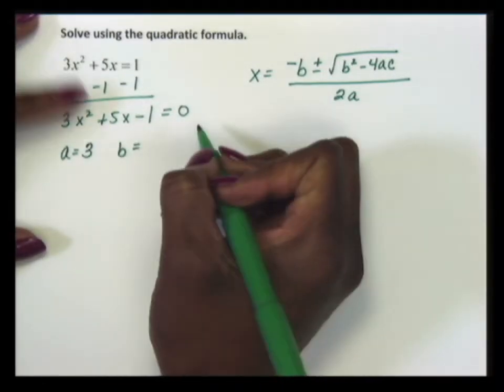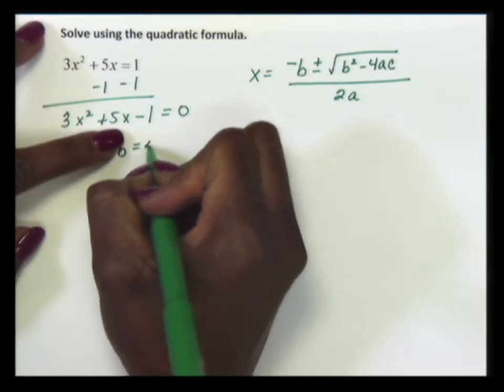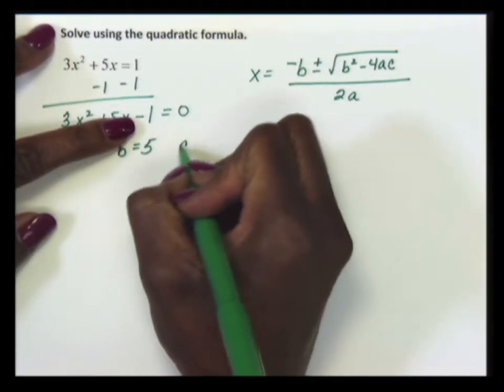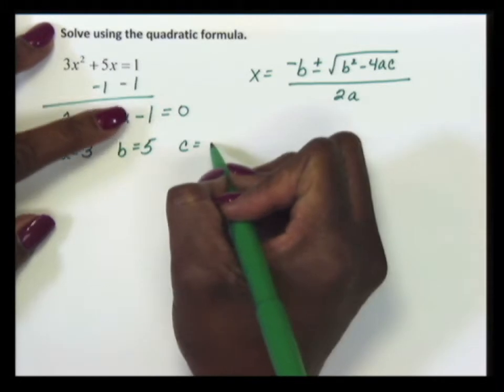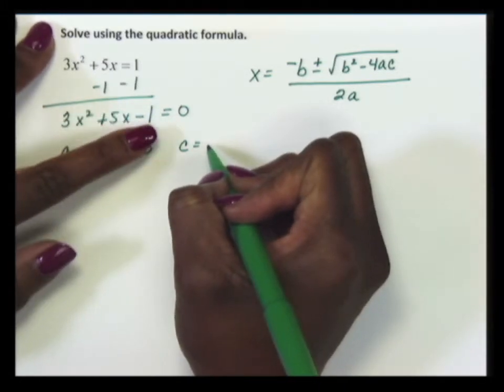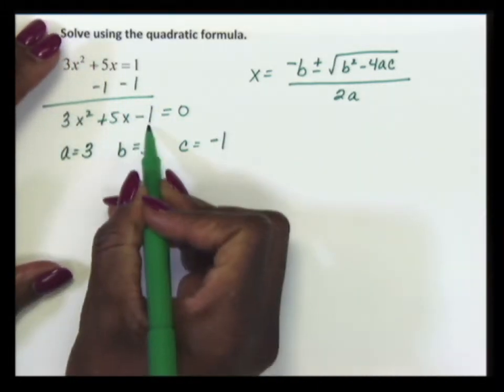b is the coefficient of the middle term, so we have a positive 5 in the middle. And c is the coefficient of the last term. The last term is negative 1. Remember to keep the sign in front of the number.